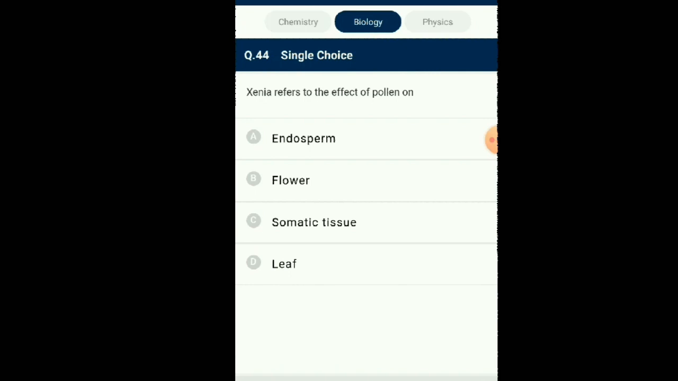Xenia effect results in the different colors of maize kernels. So the answer for this question is option A, endosperm.